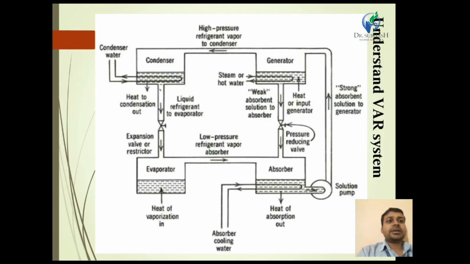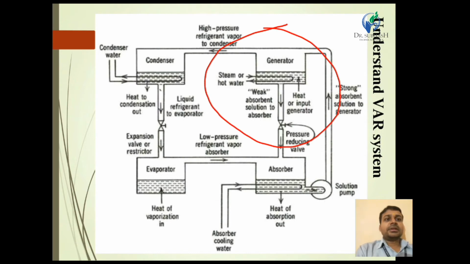We have to understand the VAR refrigeration system in detail. The first component we have to look at is the generator. This generator is not a power producing unit. Most students understand a generator as a power producing unit, but in the VAR cycle the generator is not a power producing unit. It is basically a type of heat exchanger that transfers heat to the refrigerant and absorbent H2O. We have to give heat to the generator.